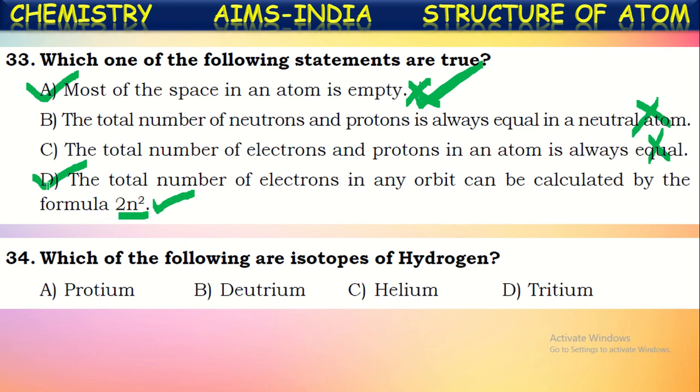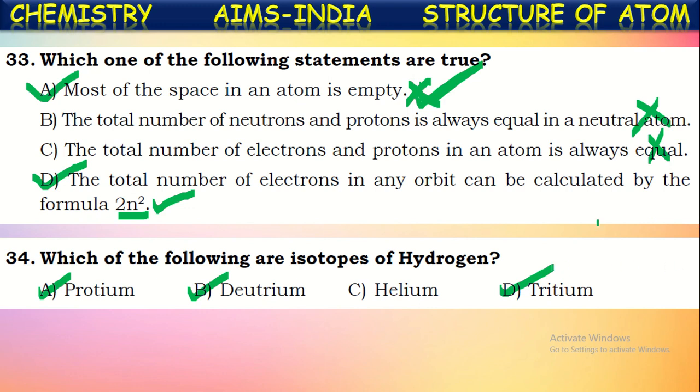Protium with 1 proton and 1 electron. Deuterium with 1 electron, 1 proton and 1 neutron. Next, tritium. Tritium is a radioactive isotope of hydrogen with 1 electron, 1 proton and 2 neutrons. So in this way, these 3 are the isotopes of hydrogen.